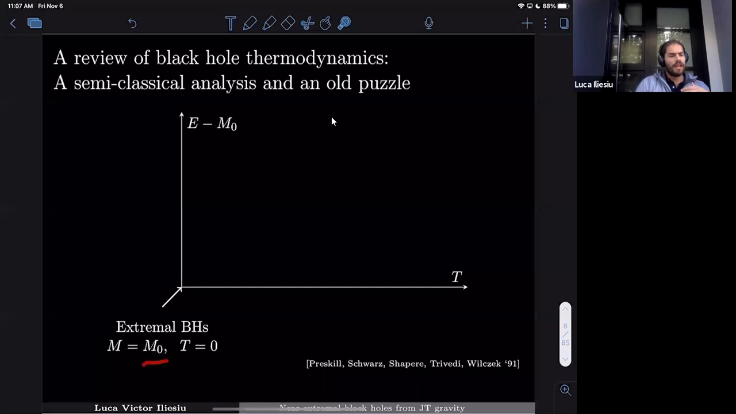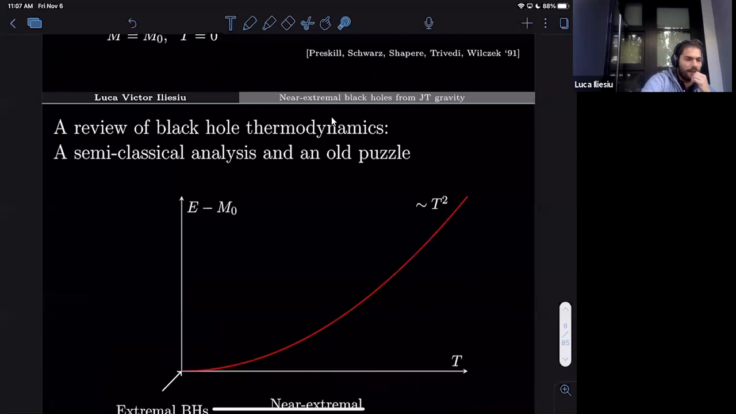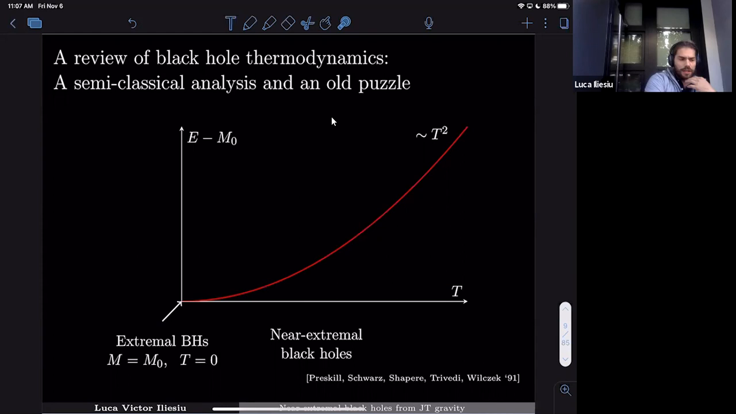Now, what happens if we turn on the temperature a little bit? Right now the system is at zero temperature, but if we turn on the temperature a little bit, these other black holes that have non-zero temperature are called near-extremal. And the important aspect in this diagram is that the energy or mass of such black holes scales with the temperature squared. So why is this a problem?